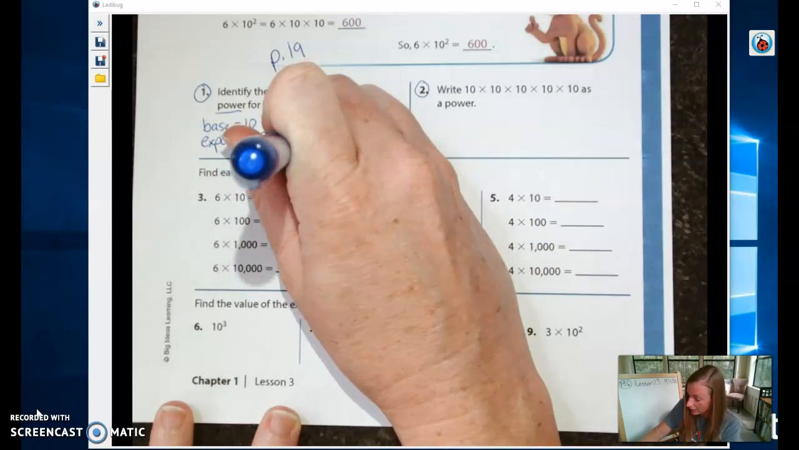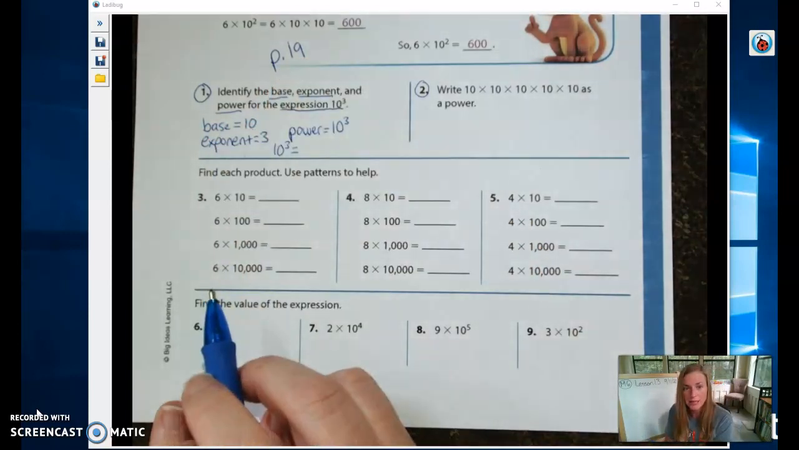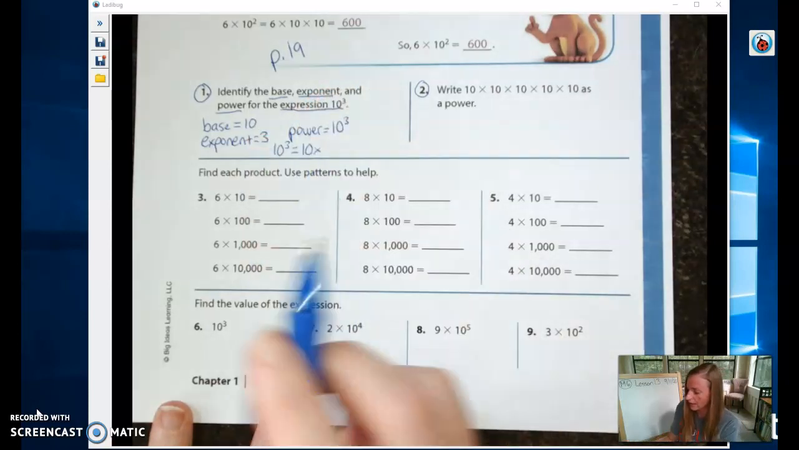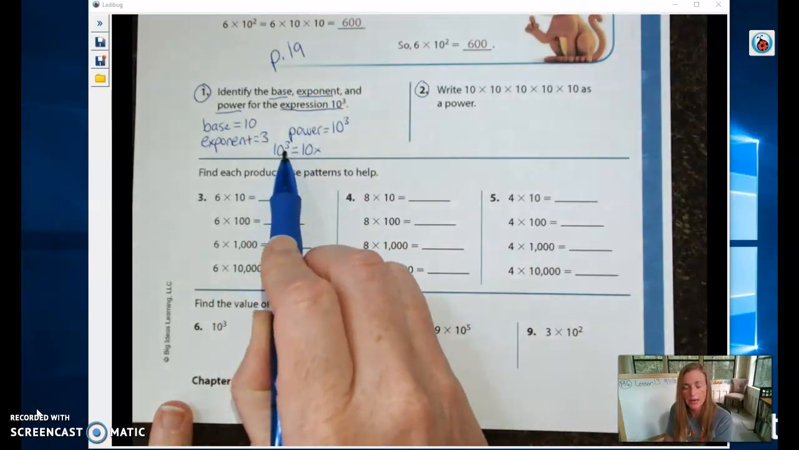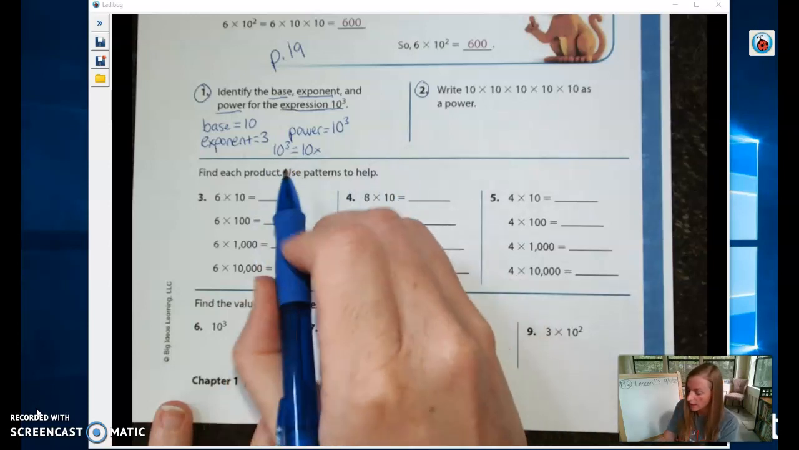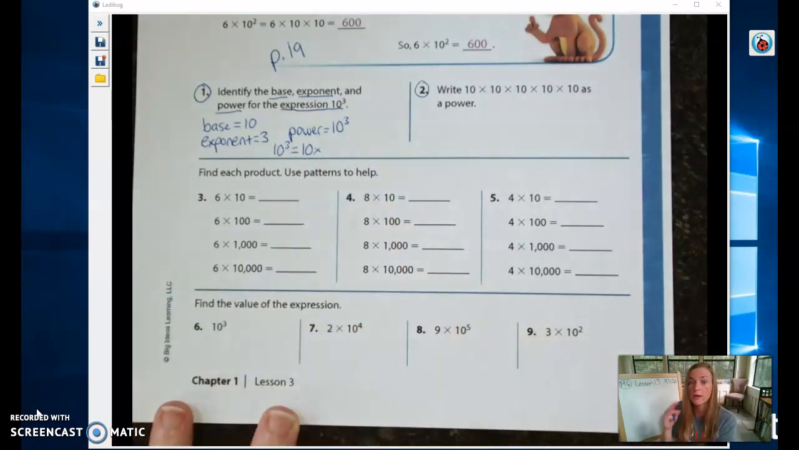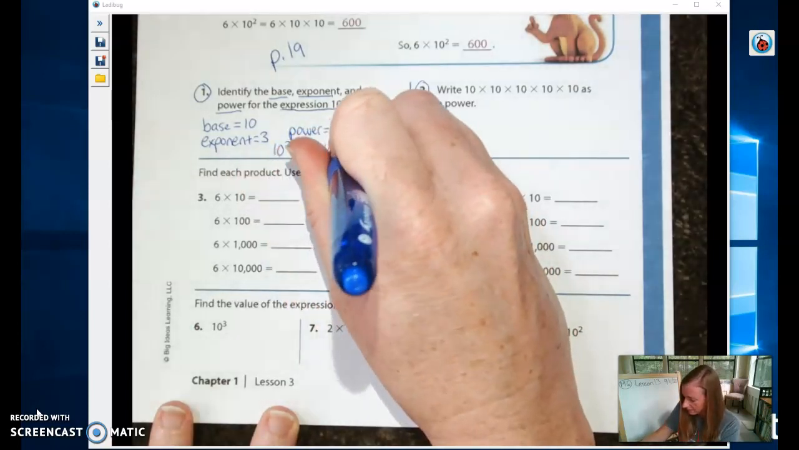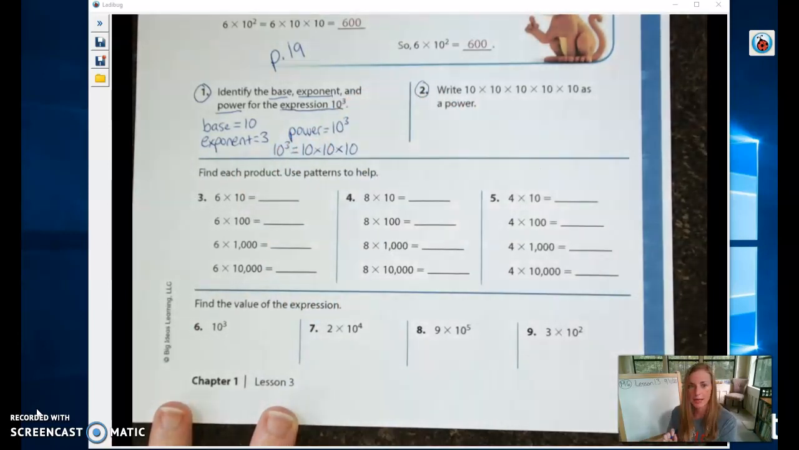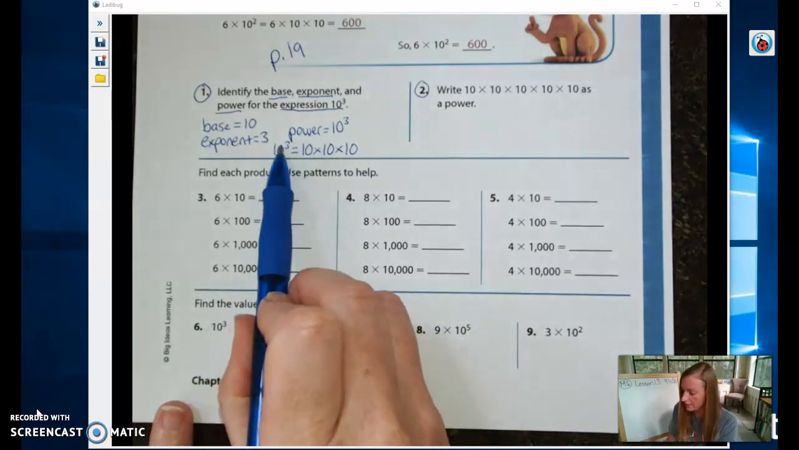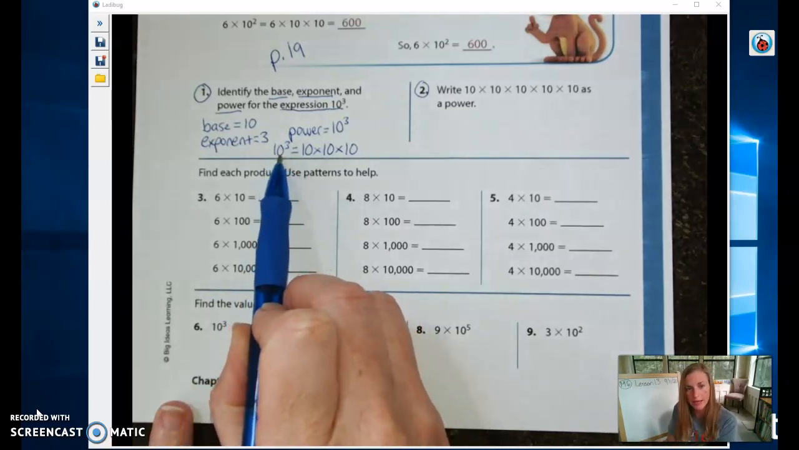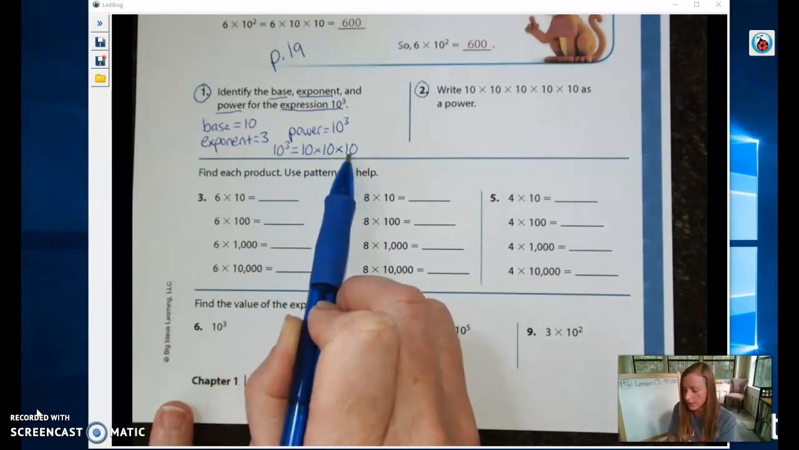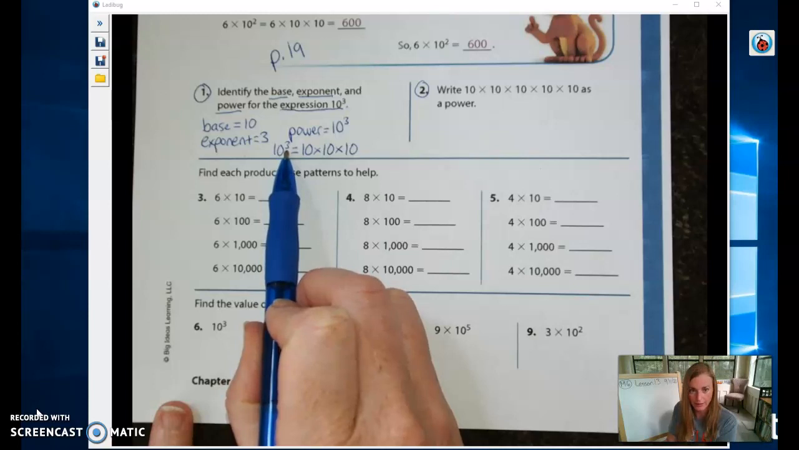So I'm going to write here, and I want you to write as well, 10 to the power of 3 is 10 times, well, let's see, the exponent is 3, so 10 multiplied by itself 3 times. So 10 times 10 times 10, because it's 10 to the power of 3, so we're taking this 10, and we're going 1 10, 2 10, 3 10. That is where the exponent comes from.